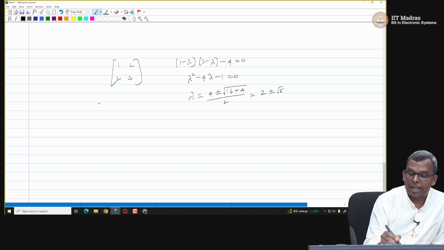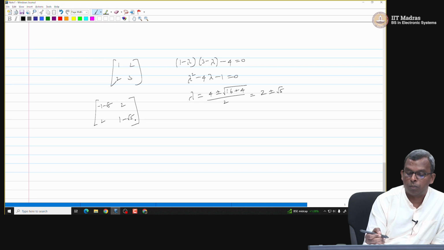Now, how do you find eigenvectors? You have to find eigenvectors. So let us say you take 2 plus root 5; the matrix is [minus 1 minus root 5, 2; 2, 1 minus root 5].